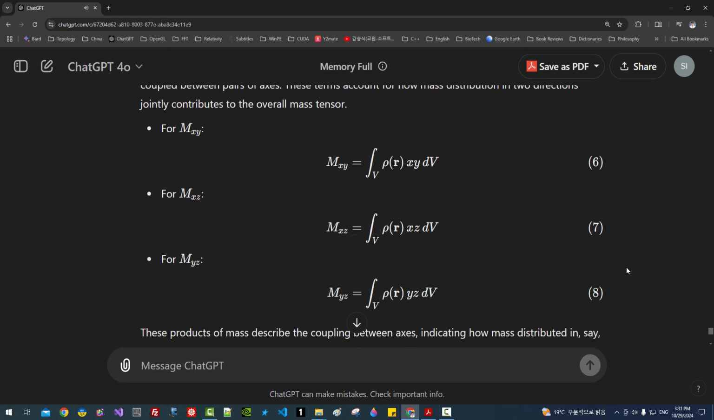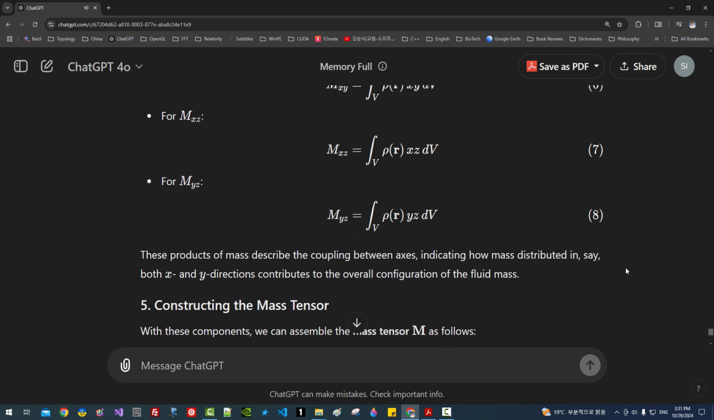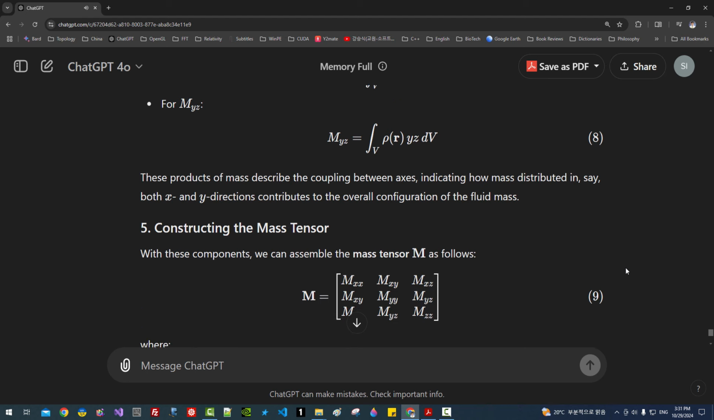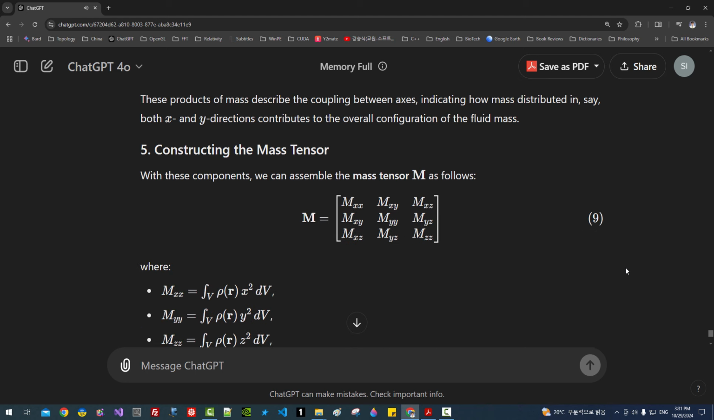M_xy equals the integral over V of rho xy dV, (6). M_xz equals the integral over V of rho xz dV, (7). M_yz equals the integral over V of rho yz dV. These products of mass describe the coupling between axes, indicating how mass distributed in, say, both x and y directions contributes to the overall configuration of the fluid mass.